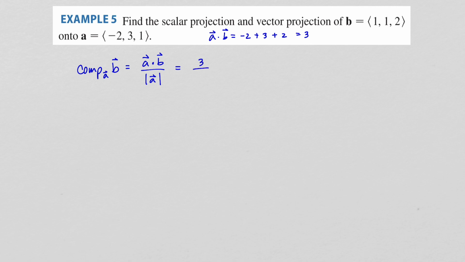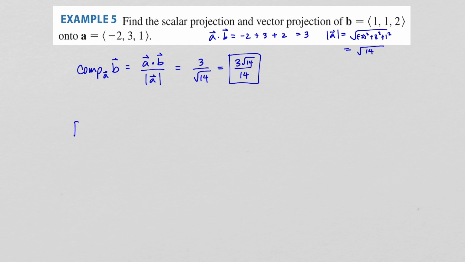Divided by the magnitude of vector A, let's go ahead and figure that out. The magnitude of vector A is the square root of negative 2 squared plus 3 squared plus 1 squared, which is the square root of 4 plus 9 plus 1, which is the square root of 14. Now, you could simplify this, I suppose, and you could say this is 3 radical 14 over 14. So that is the scalar projection of B onto A.